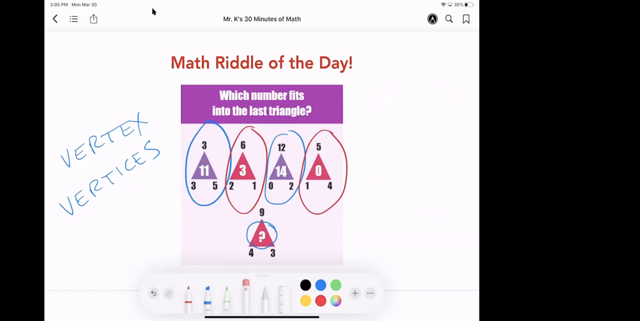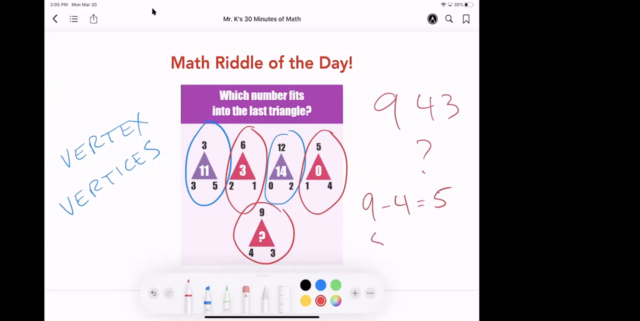All right, well, we know that we have a red triangle down here. So 9, 4, and 3. And the question is, what will go in the middle? Well, let's do it. 9 minus 4 equals 5. 5 minus 3 equals 2. So there you have it. 2 is what should go. Let me do that in yellow so you can see it. 2 is what would go in that triangle. If you got that, congratulations.